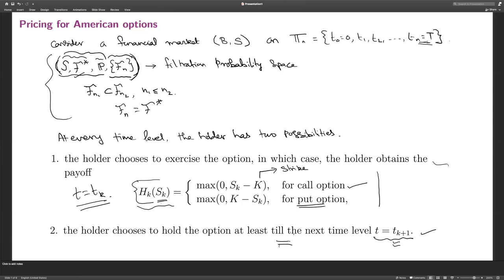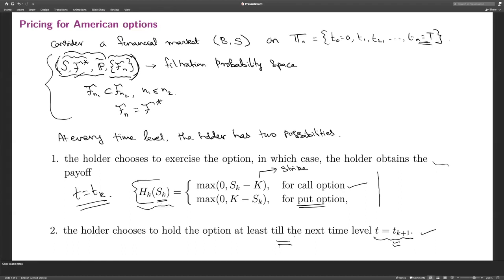Now, keeping this in mind, we have to adopt an idea that gives a fair position for both the writer as well as the holder. So that was the main theme for us to develop the pricing model even in the European option case. The same thing we will have as an underlying idea to develop the pricing model for the American option also. So how to arrive at this fair situation?